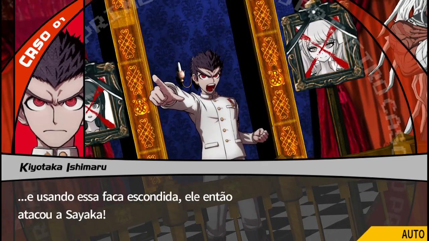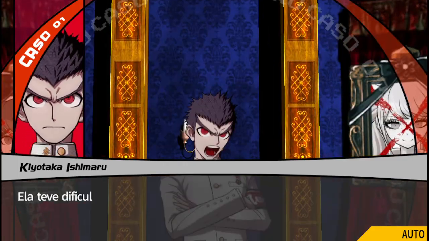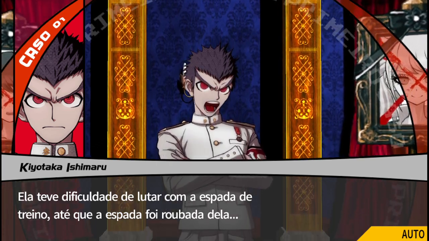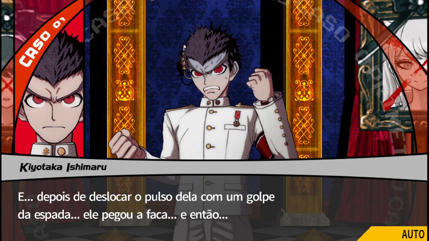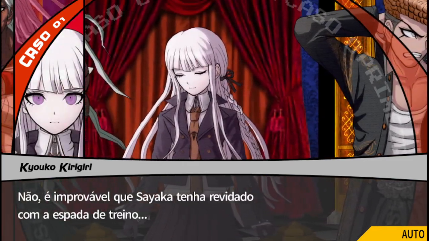Then they took the knife and attacked Sayaka before she knew what was happening. So she grabbed the sword to defend herself, but then the culprit took that from her too. Then, after they broke her wrist with the sword, they took the knife and finished it. Sorry, but I don't think Sayaka used the sword to defend herself.